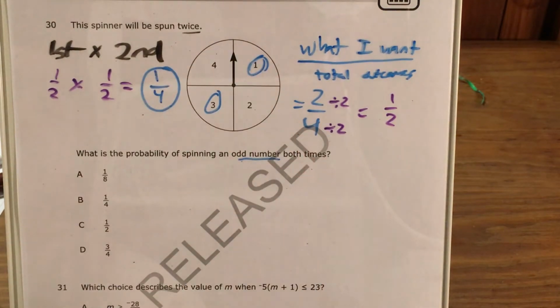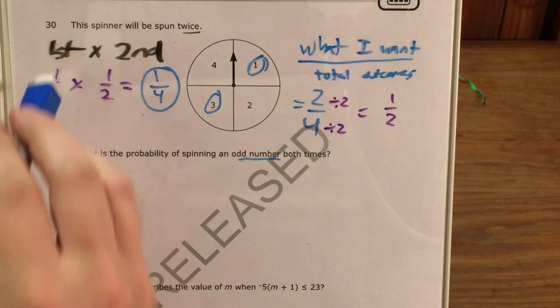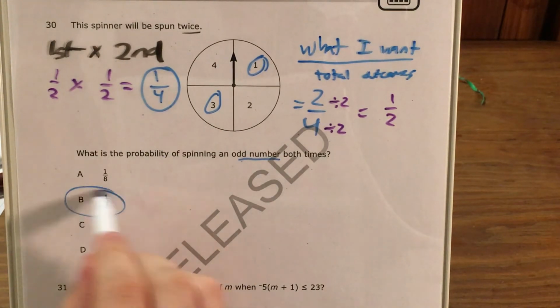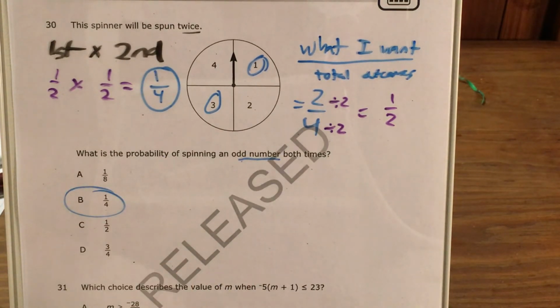My total probability of spinning an odd number both times, if the probability of spinning an odd number the first time is 1/2, and the probability of spinning an odd number the second time is 1/2, that's going to be 1/4, and that matches answer B. So B is my answer. The probability is 1/4.